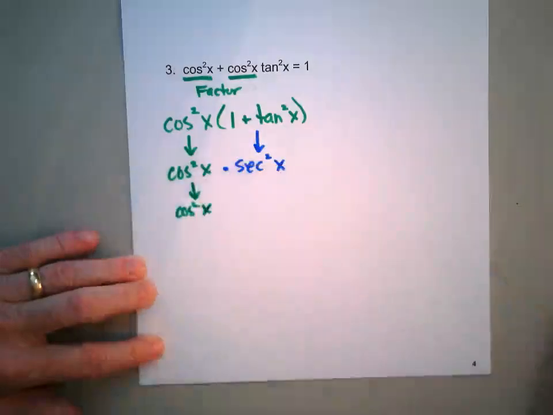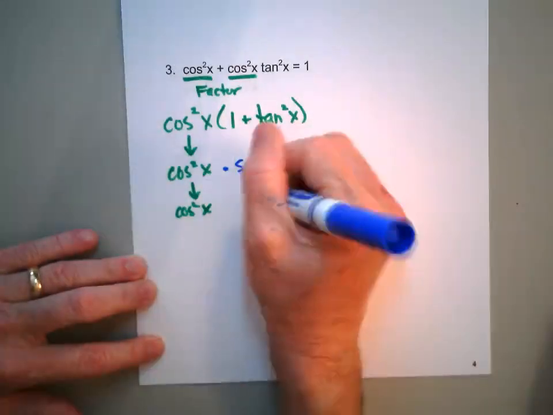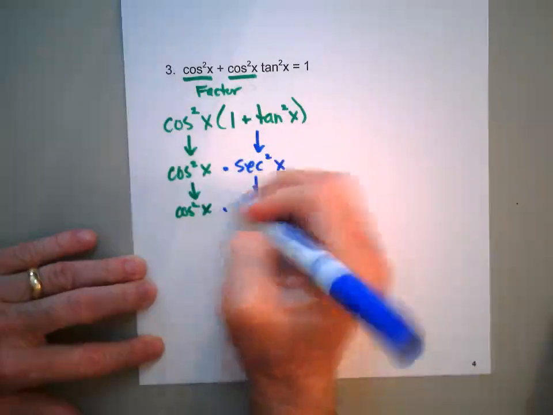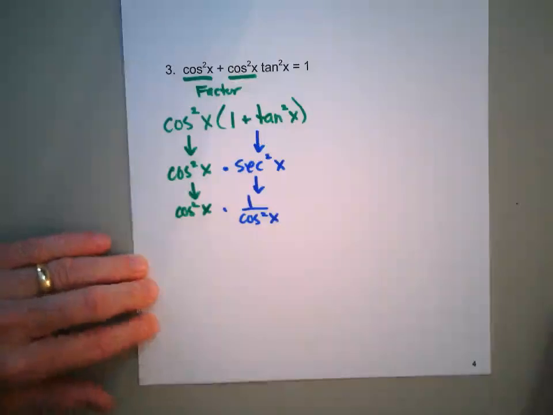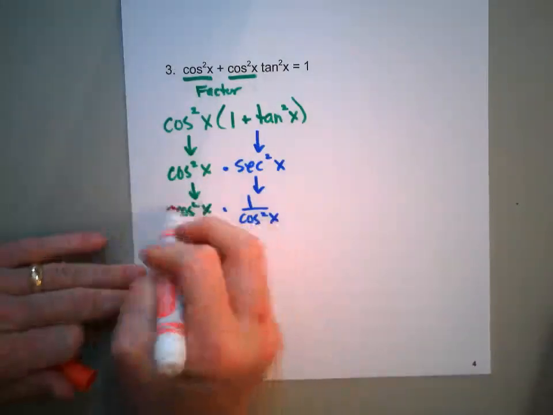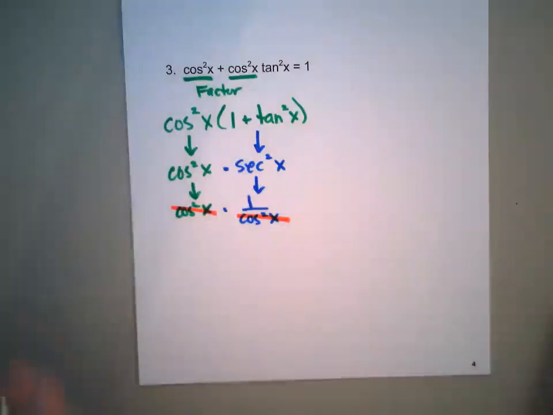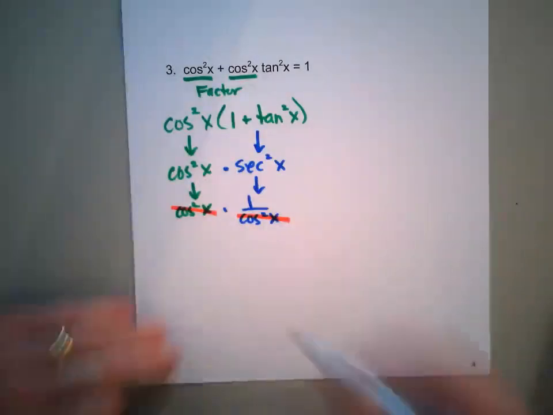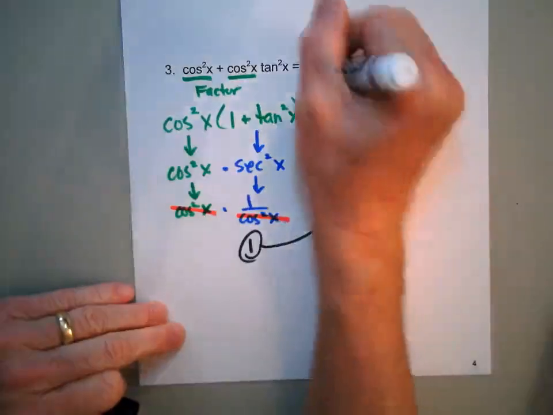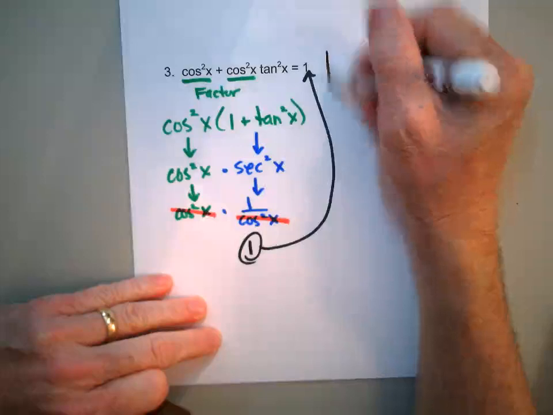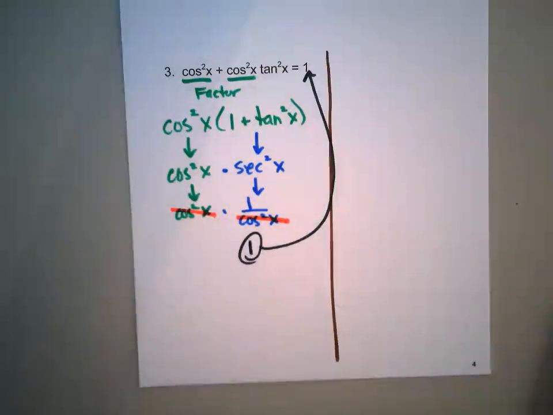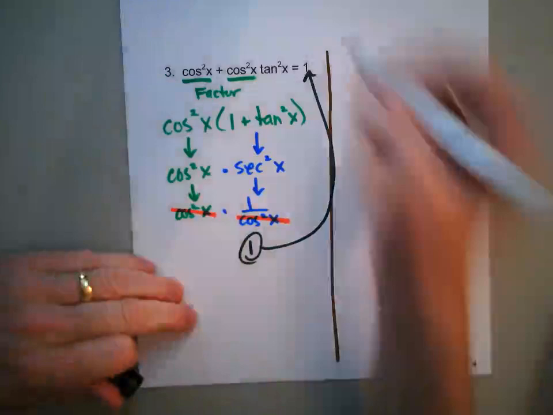Cosine squared stays as it is. Secant squared turns into 1 over cosine squared. And hopefully you're starting to see now that cosine squared and cosine squared will cancel each other out, leaving you with a 1, which matches what you got right there. Now, in the spirit of showing you, there is another way to do this. I will show you the same problem a different way.